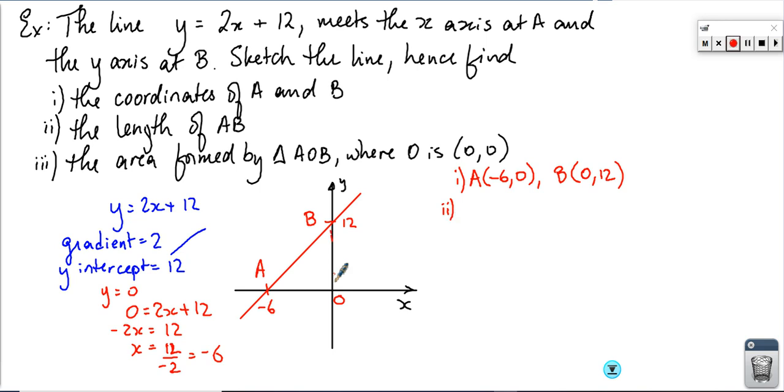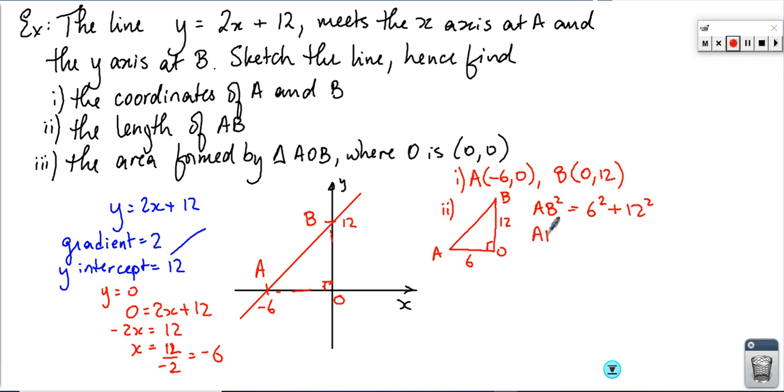As you can see, AOB is a right angle triangle. So, taking that right angle triangle, AOB, I know that this is 6, and I know that this is 12, because those are lengths, we don't take negative, okay? So, AB squared, I'm going to use Pythagoras theorem, is 6 squared plus 12 squared.